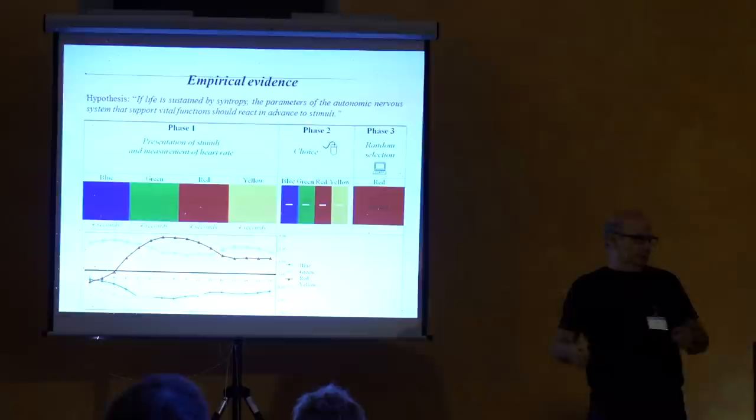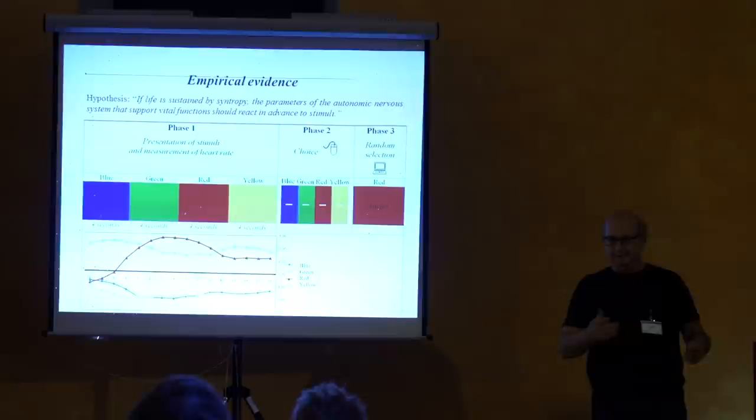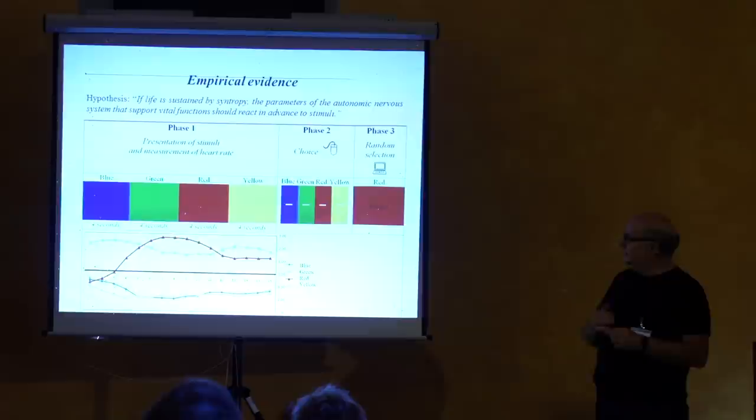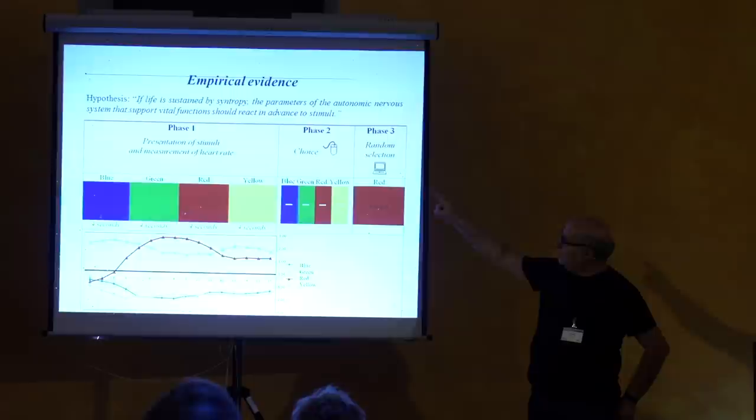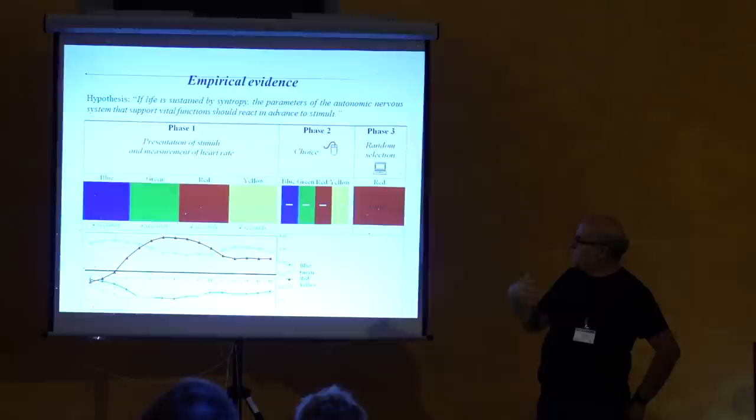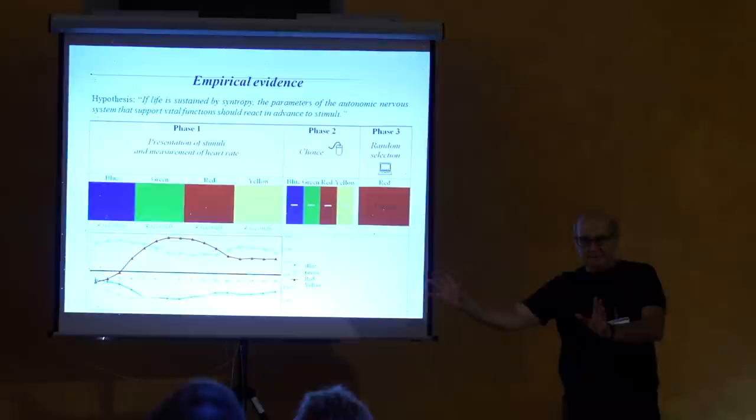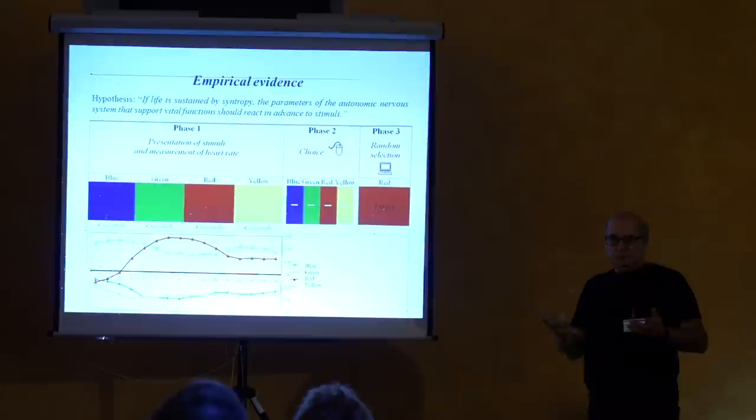Well, Antonella, she did three different dissertations on this topic of syntropy. And in her PhD in cognitive psychology, the hypothesis she was working on is, if life is sustained by syntropy, the parameters of the autonomic nervous system that support vital functions should react in advance to stimuli, because syntropic energy flows backward in time. So the idea was, if we monitor the heart rate and the skin conductance, we should see that they react before stimuli.